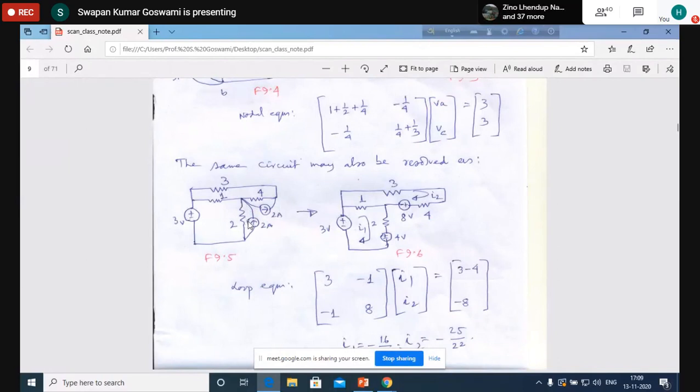Now there are 2 current sources connected. One is entering 2 ampere, another is 2 ampere leaving, meaning the effective current source connected at node A is, as before, 0.